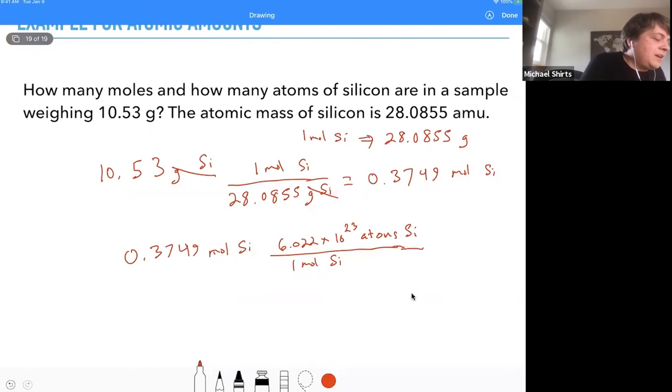Okay, so do the calculation. Moles of silicon cancel out, and we get 2.258. And it looks like we got 4 significant digits, so we know the answer to 4 significant digits. Let's write it a little smaller: 2.258 times 10 to the 23rd atoms of silicon.